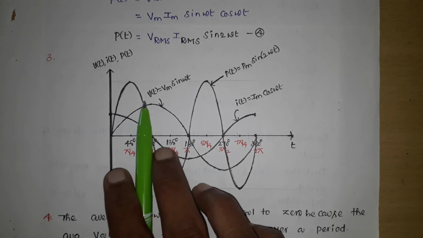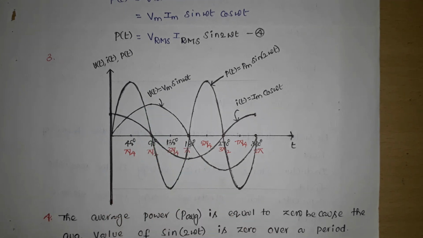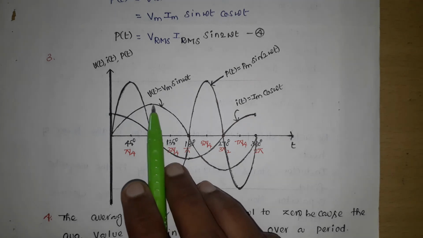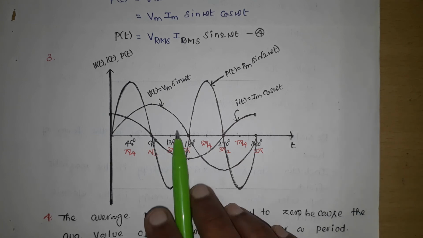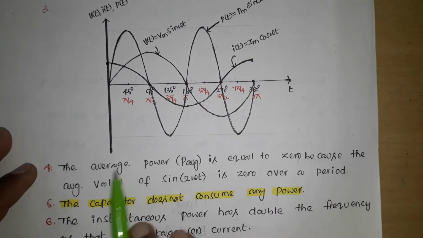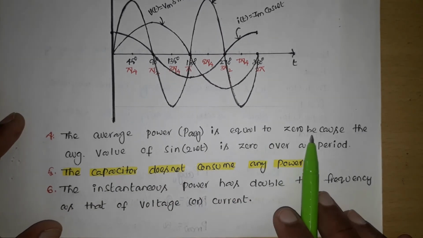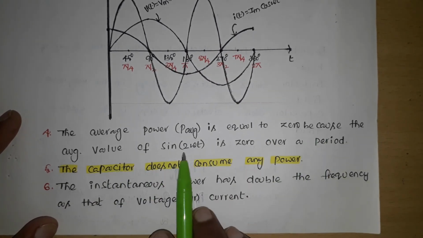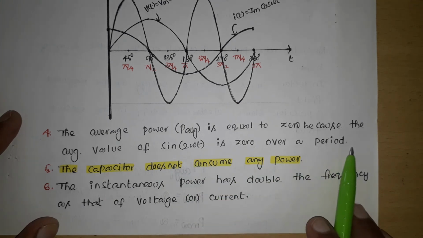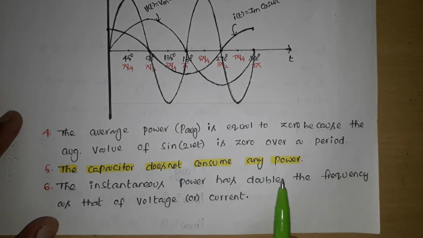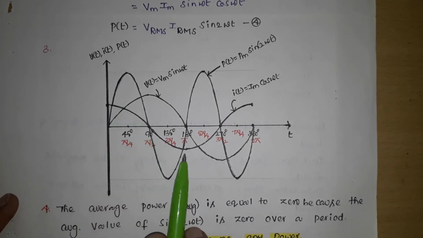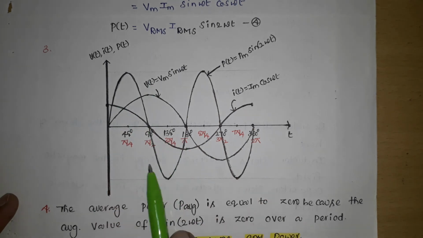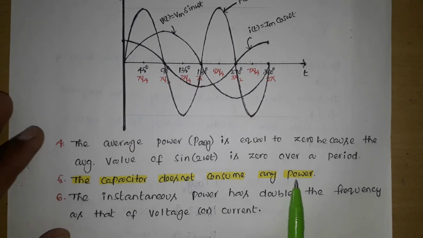During the second quarter, voltage is decreasing, so the electrical field collapses. That's why whatever energy is stored in the electrical field is given back to the source. So the average power P average is equal to 0 because the average value of sin 2 omega t is 0 over a period. The capacitor does not consume any power. The net power taken by the capacitor during one cycle is 0. Positive power equals negative power, so the capacitor does not consume any power.